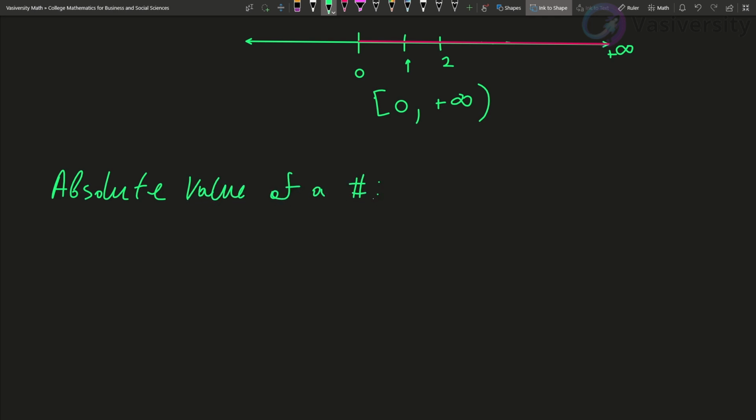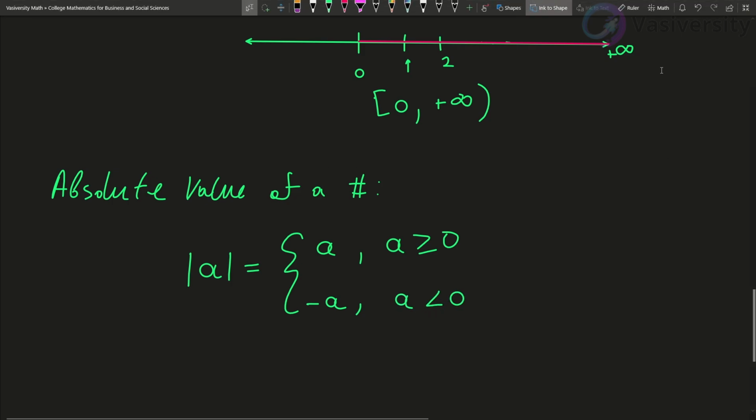So what is an absolute value of a number? Let's say we write it as |a|, the absolute value of a. So it's going to be a if a is greater than or equal to 0, and it's going to be -a if a is less than 0. Okay, and now the properties of absolute value.